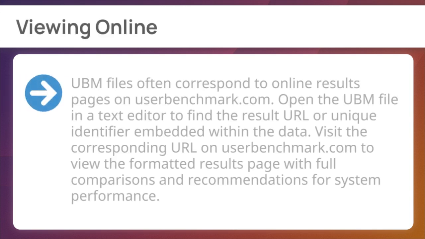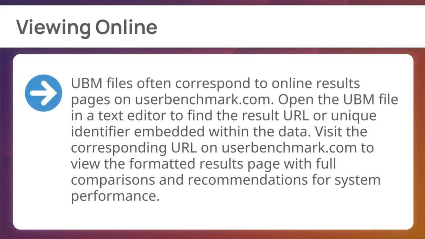Next, viewing online. UBM files often correspond to online results pages on userbenchmark.com. Open the UBM file in a text editor to find the result URL or unique identifier embedded within the data. Visit the corresponding URL on userbenchmark.com to view the formatted results page with full comparisons and recommendations for system performance.